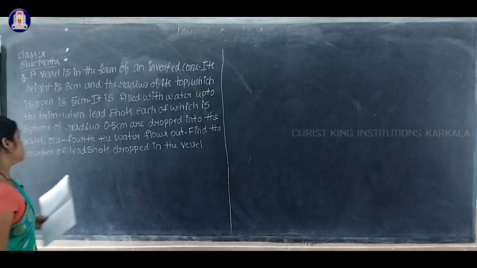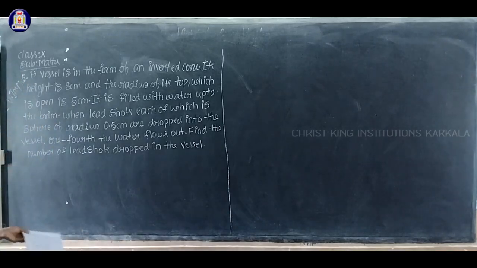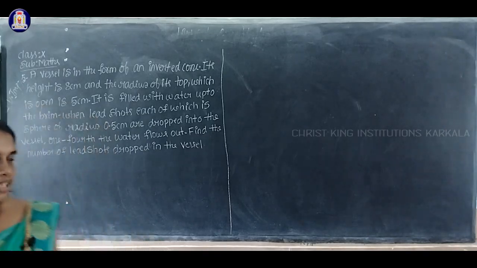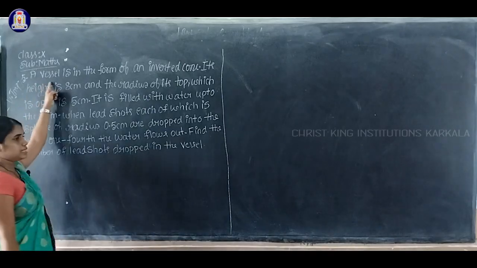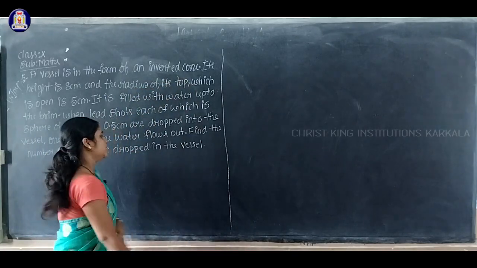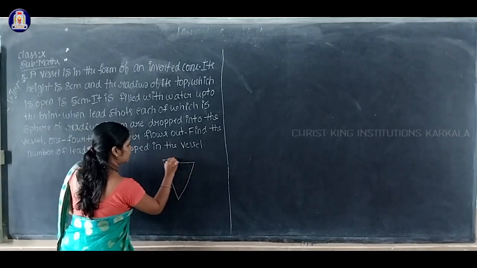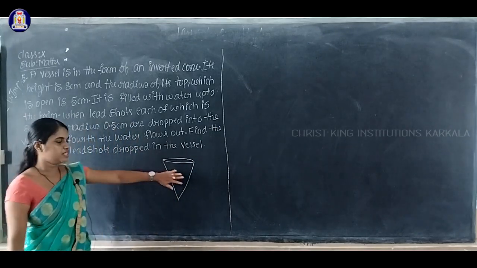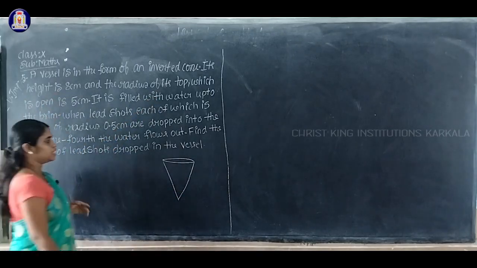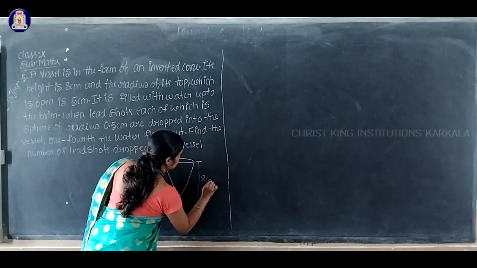This is your question. Okay, see, this is a very important question. Let's see how to solve this problem. Here, actually given a vessel. I'll consider one vessel. That vessel is in the form of an inverted cone. So suppose this is your vessel. Its height is 8 centimeter given. So the height of this vessel is 8 centimeter.